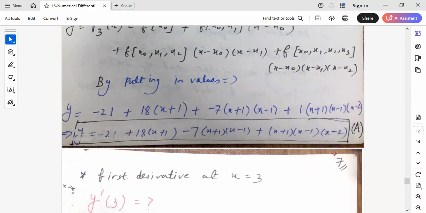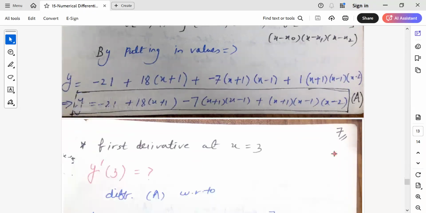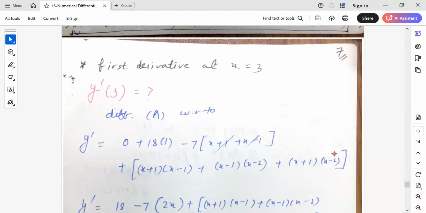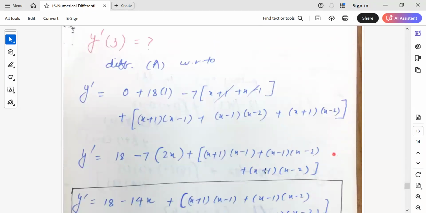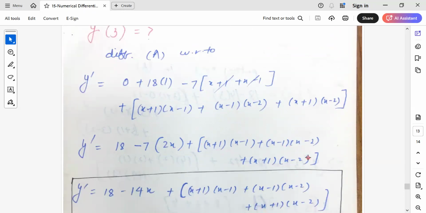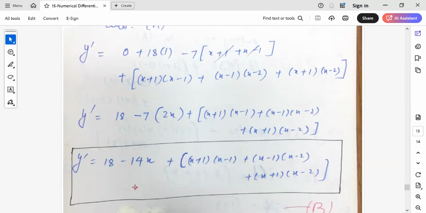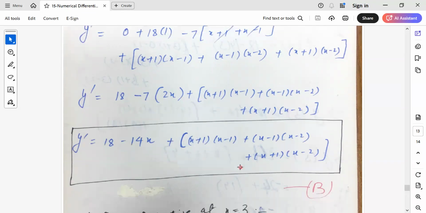The first derivative at x equal to 3 is, if we differentiate, then you will get this expression, x into x plus 1, x minus 1, x minus 2. I would suggest that you solve this on paper instead of listening or reading the notes. It is better to practice these.